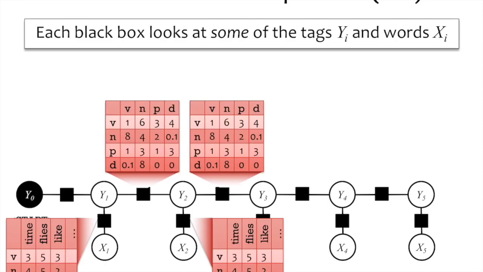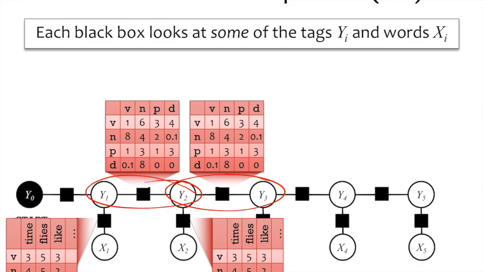We talked about how the factors look. In this case, our factors are binary between two random variables, so it's basically a set of tables. Because our Y's are tags, the set of factors is going to be over the set of tags. Let's assume for simplicity we have only four tags, verb, noun, and two others. Each of these factors is going to be shared across all of these positions. I'm assuming we are using the same factor between this and this. The parameters are shared because there is no reason to assume that this is changing.